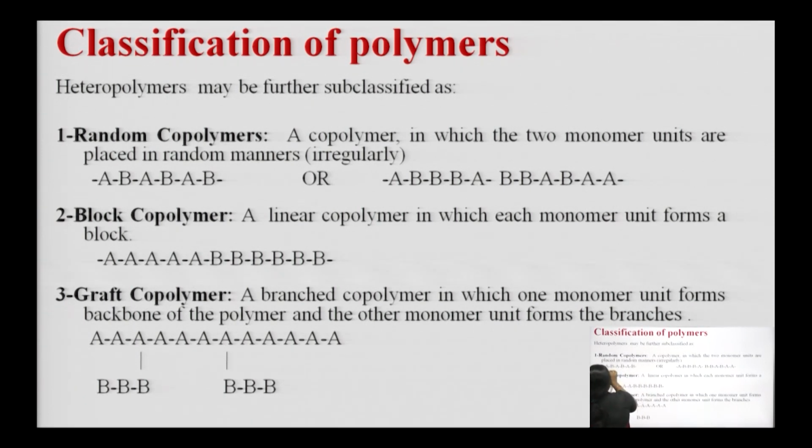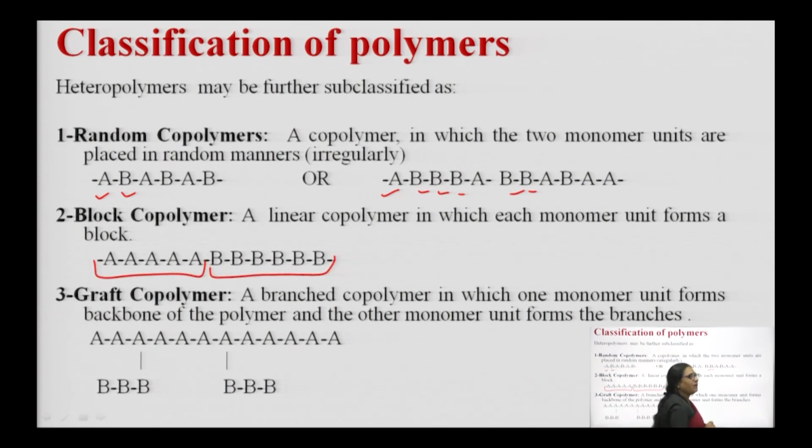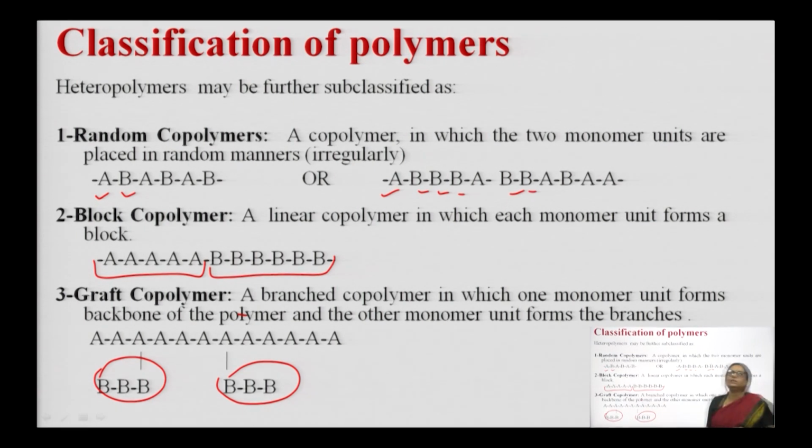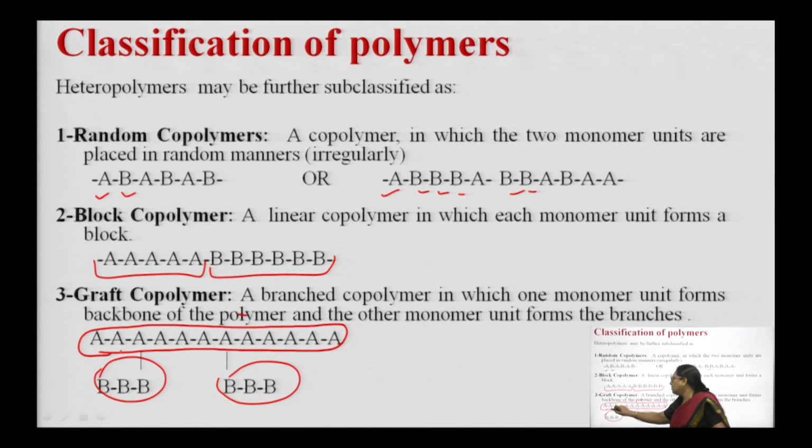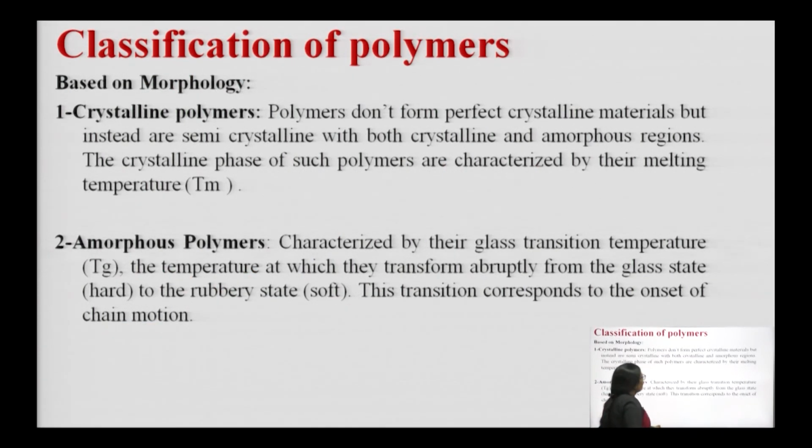In random copolymers, you can see the monomers are randomly arranged. There is no sequence. A and B, two different types of monomers, are randomly arranged. In block copolymers, there are blocks of A and blocks of B that are linked together. That is why they are called block copolymers. And in graft copolymers, the difference is that one of the monomer blocks is present as side chains. One monomer block forms the backbone and the second type of monomers are linked to it as side chains.